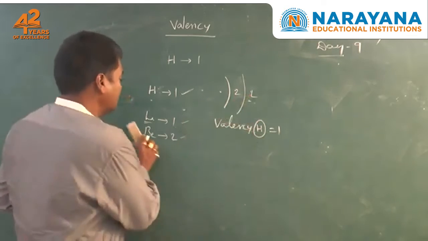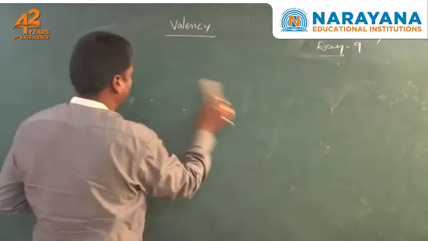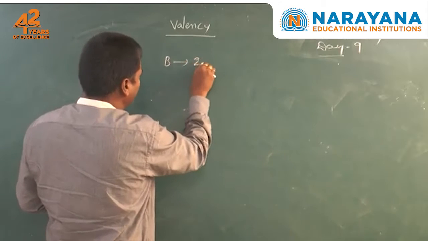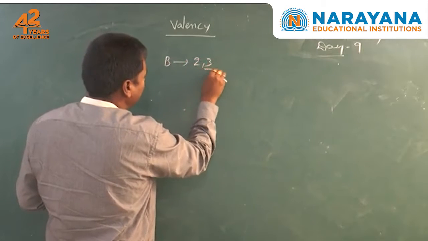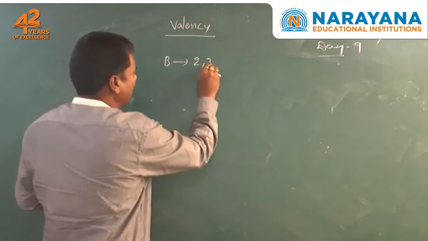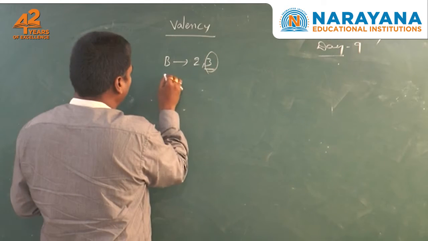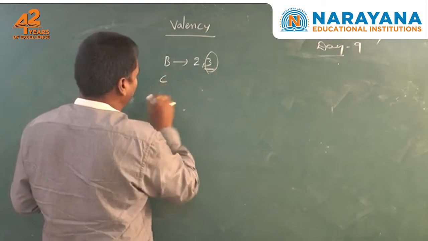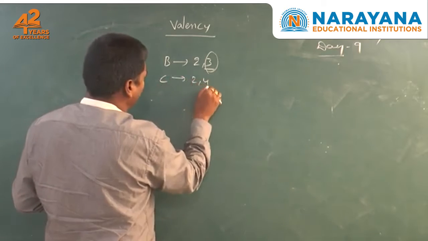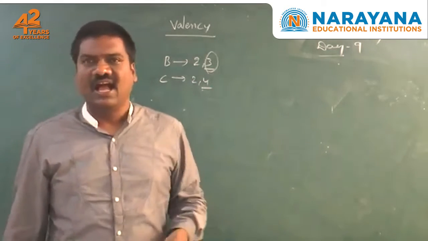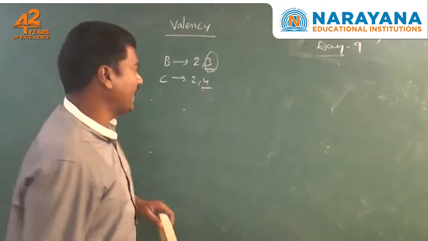If we take boron, the electronic configuration is 2, 3. The valency shell has 3 electrons, so the valency of that element we can take as 3. After boron, if you take carbon, it is 2, 4. In the valency shell 4 electrons are there, so the valency for that element we can take as 4.